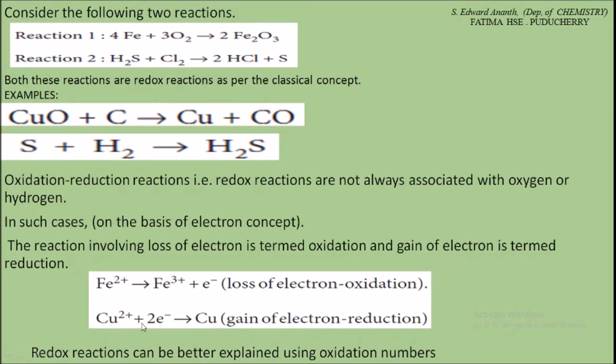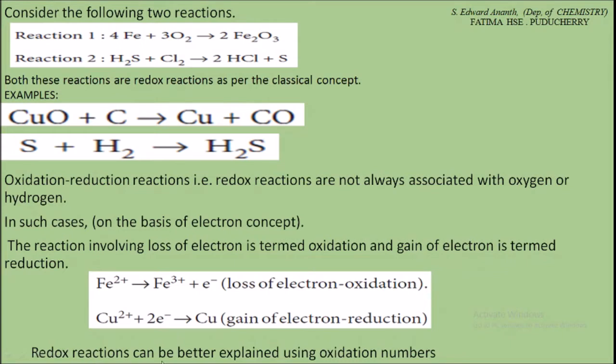Cu2+ accepts 2 electrons and becomes Cu. Elemental copper மாறிடுது. அப்போ it gains electron. Cu2+ ion gains 2 electrons to form copper. Cu மாறுறதுக்கு. அப்போ it gains electron, then it is said to be reduction.